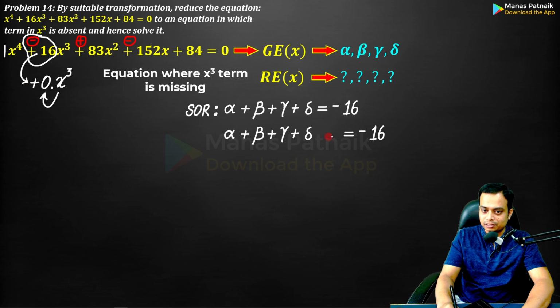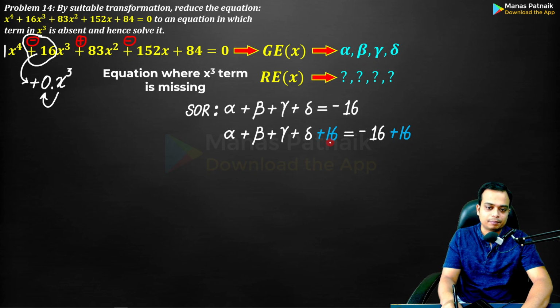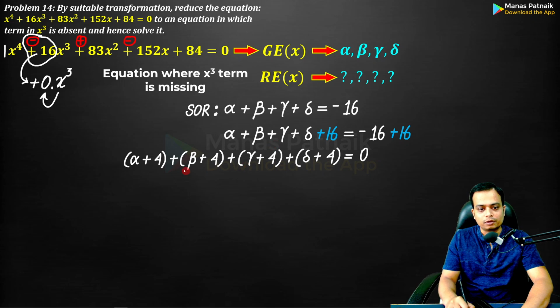Sir, if we add plus 16 to both the sides of the equal to sign, RHS will automatically become 0. And this 16 can be split up. What we can do is alpha plus 4, beta plus 4 and so on. Okay, 4, 4, 4, 4. It is 16. Still the same. And this has become 0.